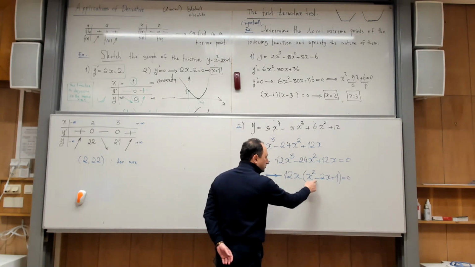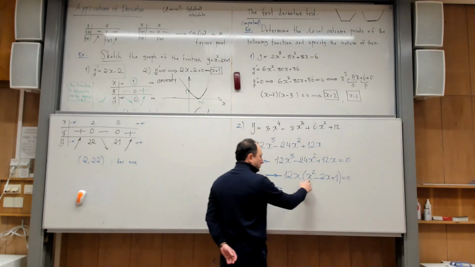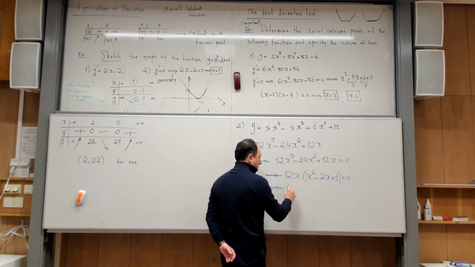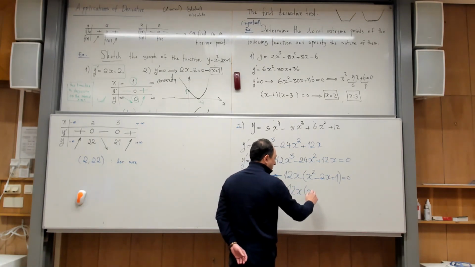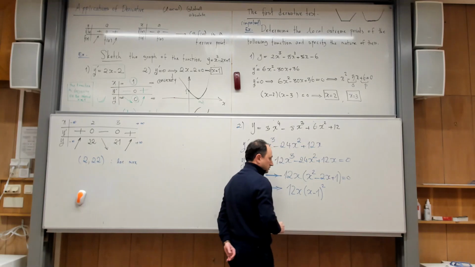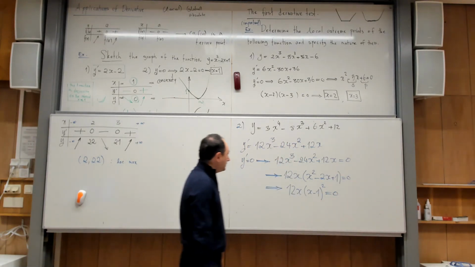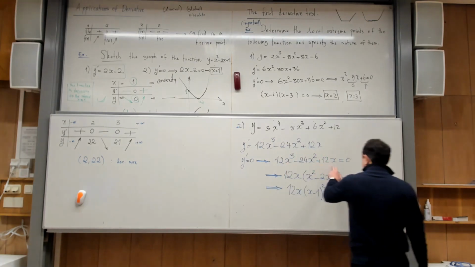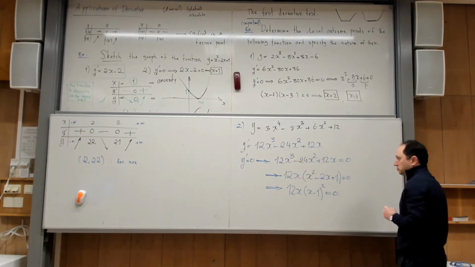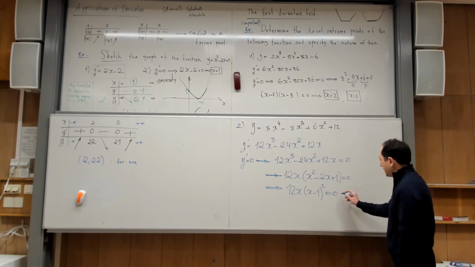Even I can factorize this a little bit more. Is it a recognizable pattern for you? Yes. What is that? X minus 1 squared. And now, even though my derivative is a third degree polynomial, and sometimes third degree polynomials have 3 roots, but here I have only 2.